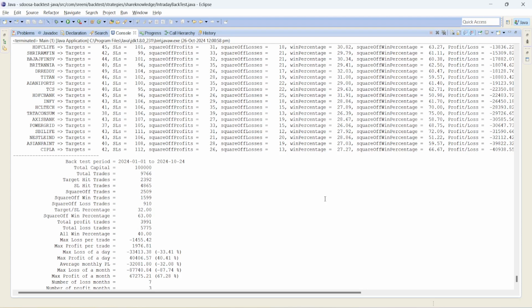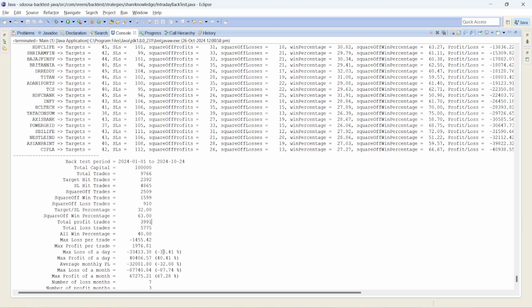Yes, the backtest results are ready. If you look at the target to SL percentage, it's 32, so we have a 32% win ratio, and in the case of square off, win percentage is 63. Whichever trades did not hit SL or target are considered square off trades. So the total is 9,700 trades, target 2,300 and SL 4,800. Square off trades 2,500, square off win 1,500 and square off loss 910. So target to SL percentage is 32% win ratio, but square off win to loss percentage is 63%.